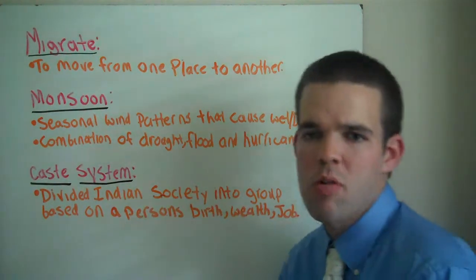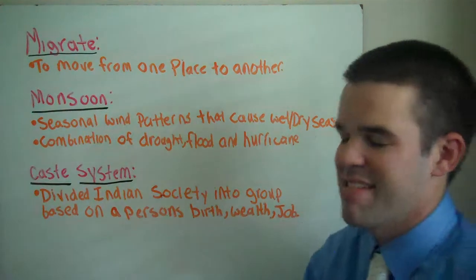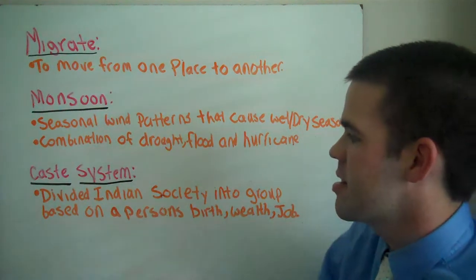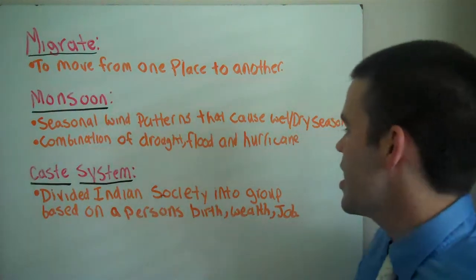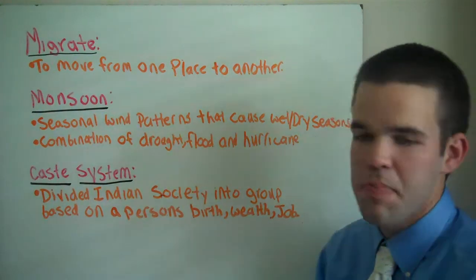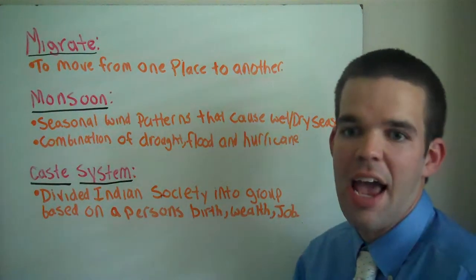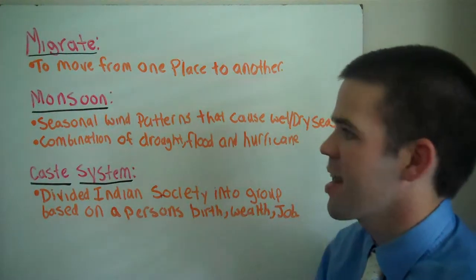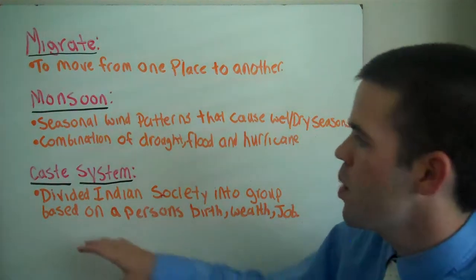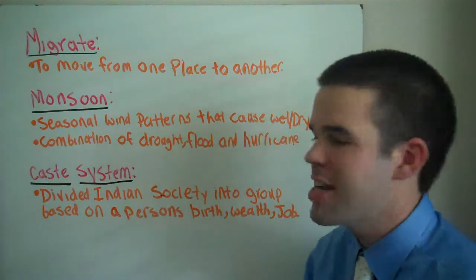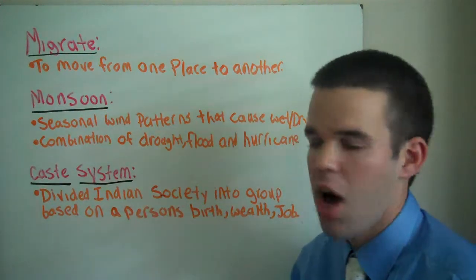The final word that we're going to wrap up with today is the caste system. The caste system divided Indian society into groups based on a person's birth, wealth, and job occupation. Like Hinduism and Buddhism, we are going to spend an entire day on the caste system alone.